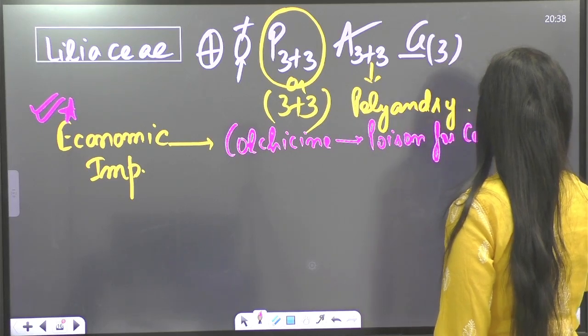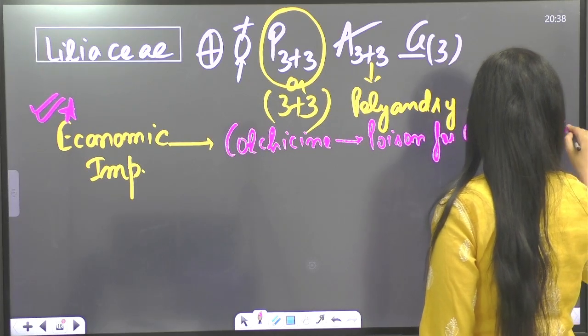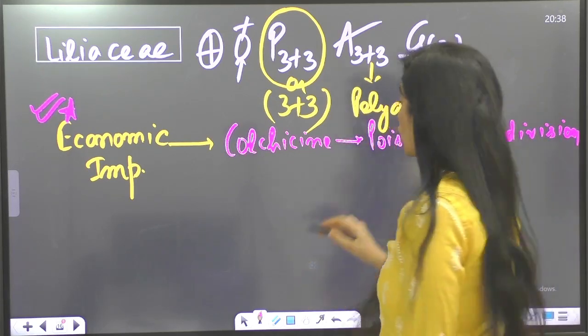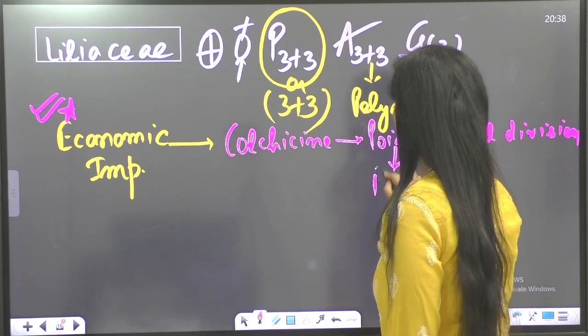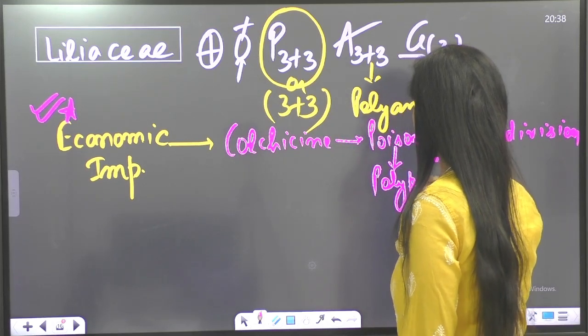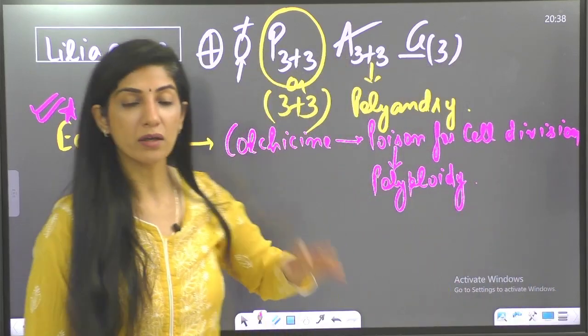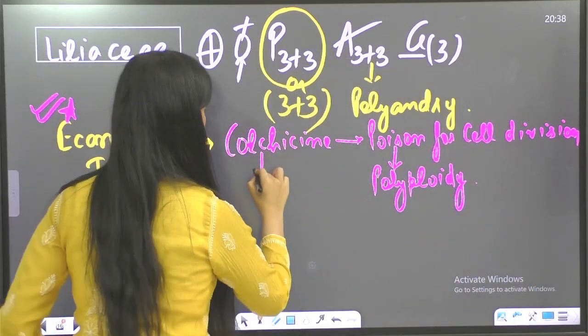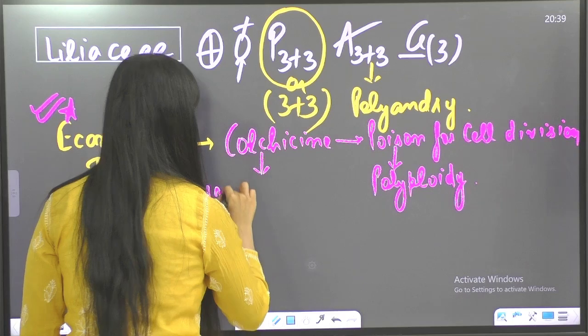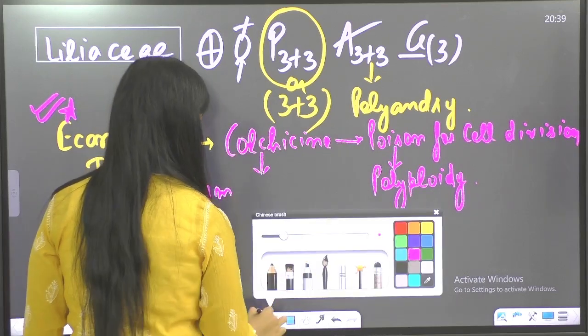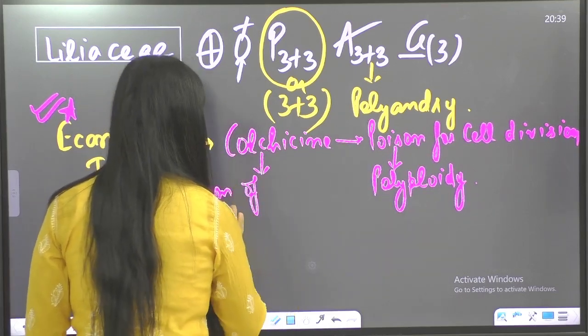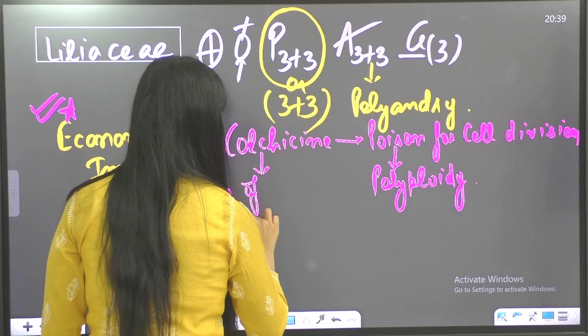How many of you know that? Let me know in the comment section. Colchicine causes polyploidy. It will arrest the cell division. Yeah? Chromosome number will increase. This is derived from the corm of colchicum. What is corm?